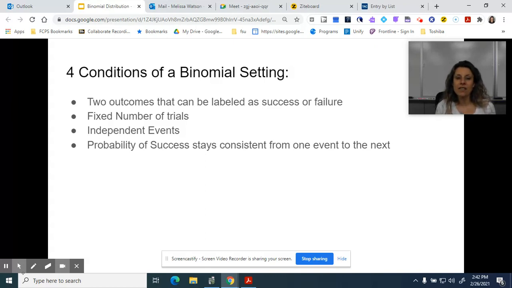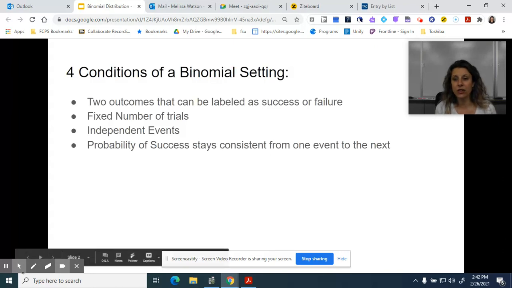Okay, we also have to have a fixed number of trials, so we have to know how many times we are flipping the coin, or how many times we are rolling the die, or how many people we are selecting. This is an important one. We have to have independent events, so the probability of the first event cannot be affected by the next event. Okay, and then the probability of success has to stay consistent. That kind of goes hand in hand with independent events.